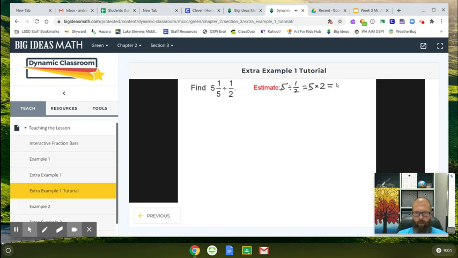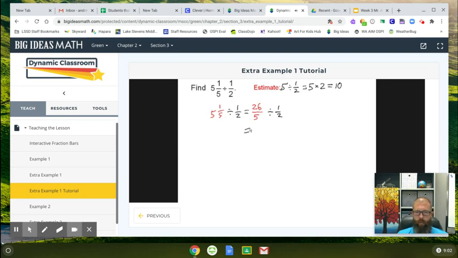Notice that 5 1/5 is a mixed number. The rule for dividing mixed numbers says we should rewrite them as improper fractions first. Let's do that. Take the whole number part 5, multiply it by the denominator 5 to get 25, then add the numerator 1 to get 26. That's our new numerator. We keep the same denominator, 5. And so now we have 26/5 divided by 1/2. We can rewrite that as 26/5 times the reciprocal of 1/2, 2 over 1.